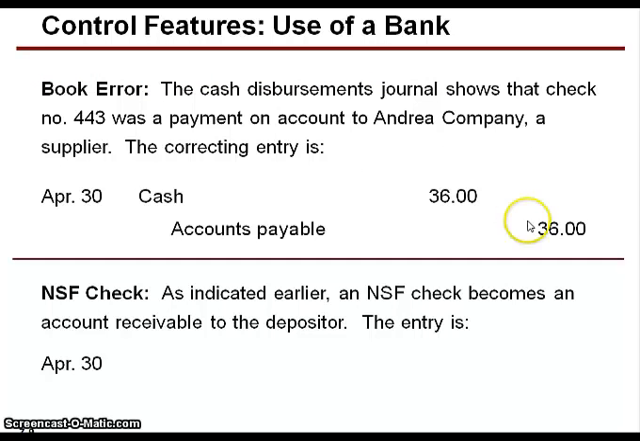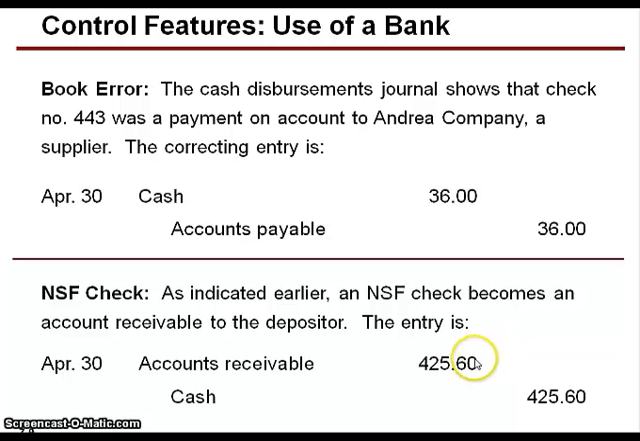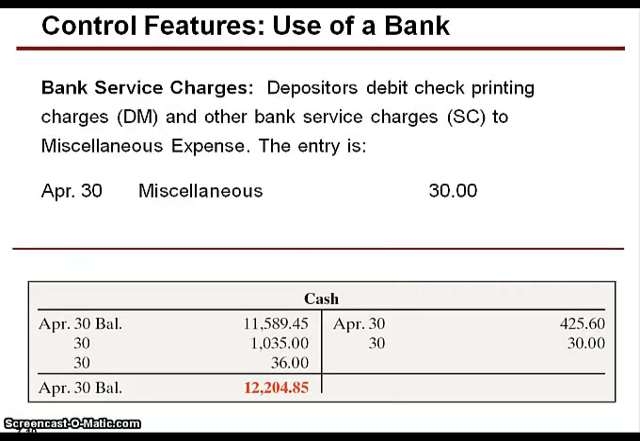Another item we had was the mistake that we made for a payment on an account. So originally we had debited accounts payable by $0.36 too much. So now we're going to debit cash and credit accounts payable for that amount to get the right balance again. Our customer paid us with a check that wasn't any good, so that doesn't get the customer off the hook from owing us. So we would debit accounts receivable for the amount the customer owes us, and we would credit cash to reduce our cash balance. And the last one, of course, was the bank service charge: miscellaneous expense, and a credit to cash.